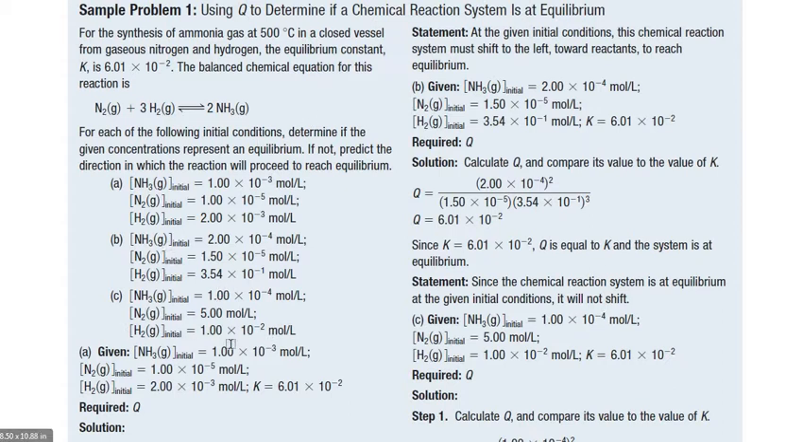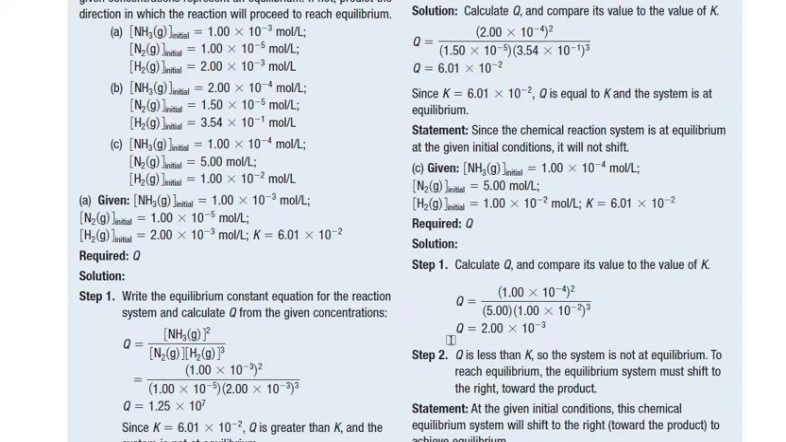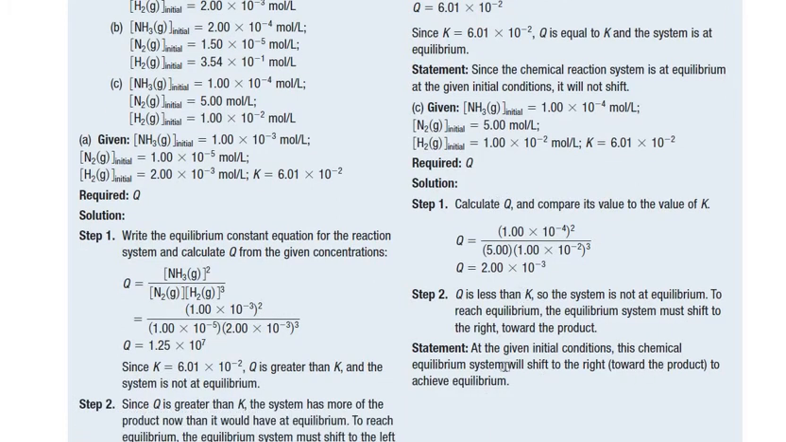And for part C, there is another set of concentrations. We substitute it again in the formula and find Q equals 2 times 10 to the power of negative 3, and Q is less than K, so the system is not at equilibrium. To reach equilibrium, the system must shift to the right side toward the products. Why? Because the concentration of products is much lower than what is supposed to be at equilibrium. So it shifts to the product side, the right-hand side, in order to get to equilibrium. So at the given initial conditions, the chemical equilibrium system will shift to the right toward the products to achieve equilibrium.